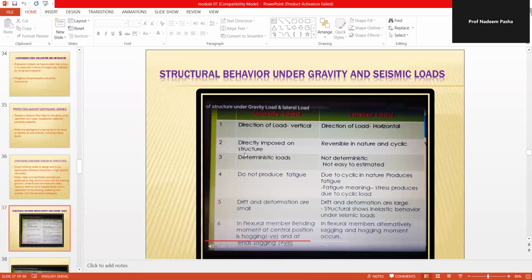With respect to drift and deformation, in the case of gravity load the drift and deformation is very small, whereas in the case of lateral load it is very large. Why is it large? Because the structure shows inelastic behavior under seismic loads. Last but not the least, in flexural members, the bending moment at the central position is hogging, that is negative, and at the ends it is sagging, positive. In flexural members, alternate sagging and hogging moments occur.